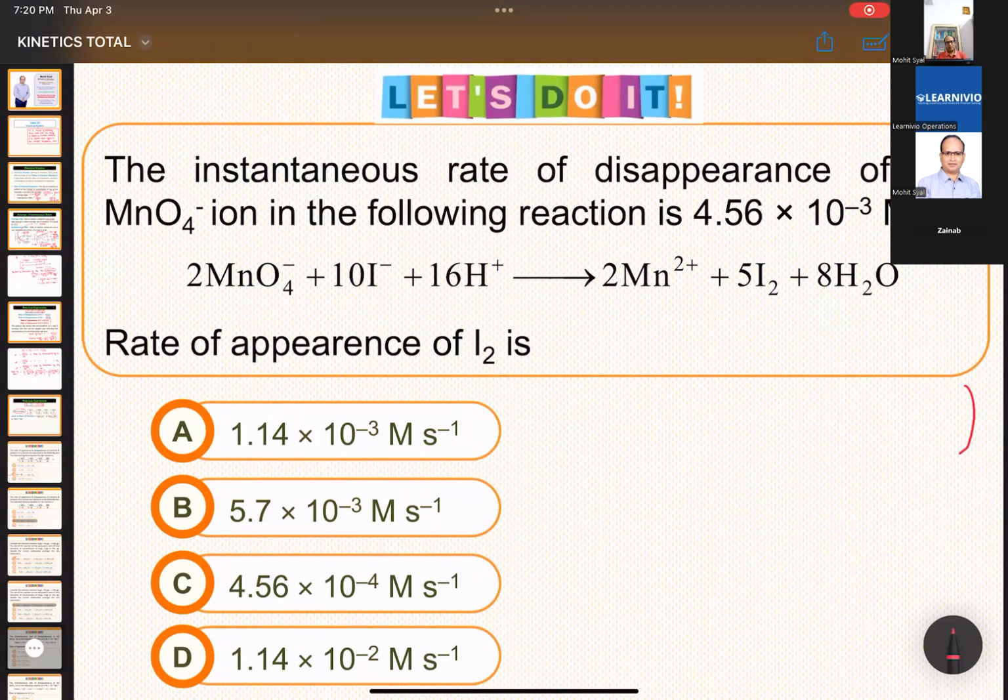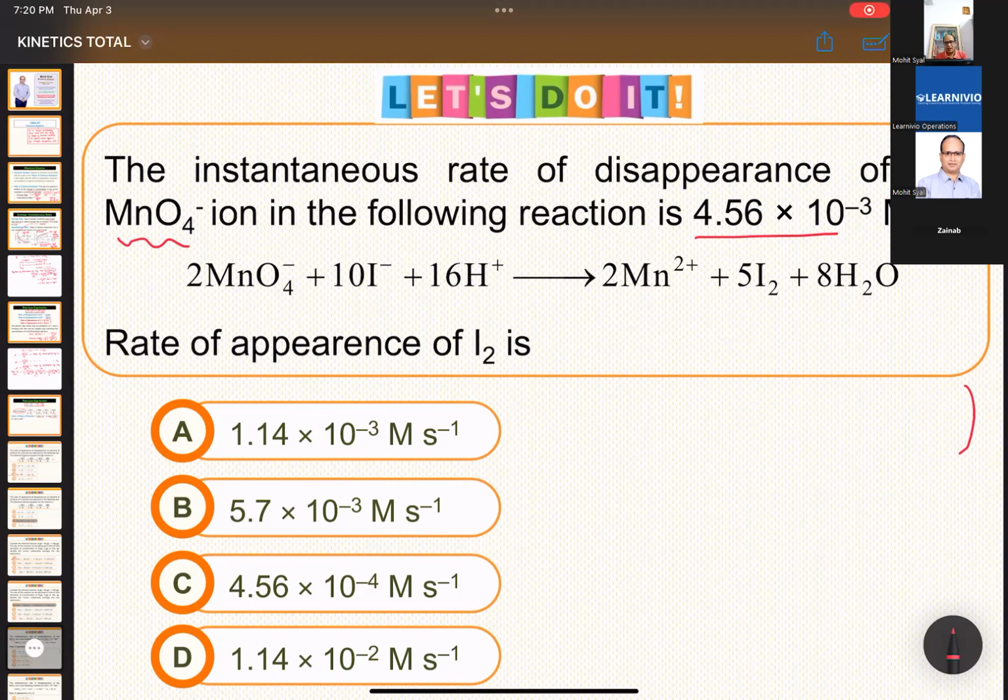The rate of disappearance of the permanganate ion in the following reaction is this much. This is how the permanganate ion is reacting. So is it 1 by 2 of the rate of permanganate ion, or is it just the rate of change of permanganate ion? From the data, what can you analyze? 1 by 2 of permanganate ion, that will be the rate of the reaction. When you divide it by the stoichiometric coefficient, it becomes the rate of the reaction.